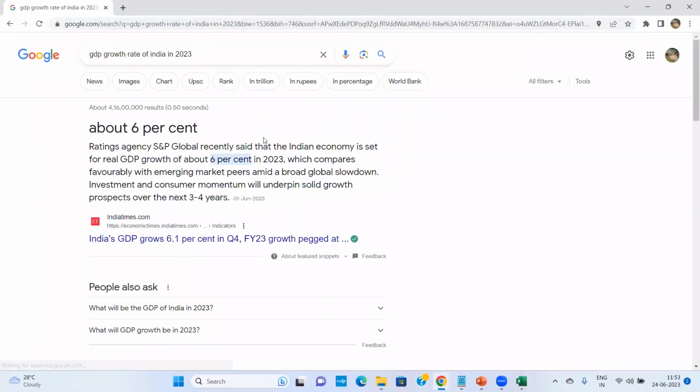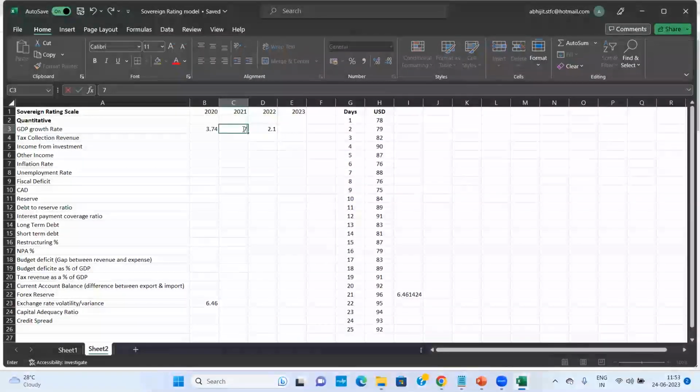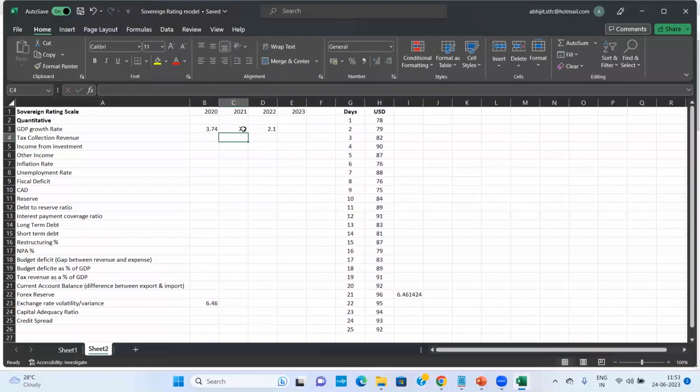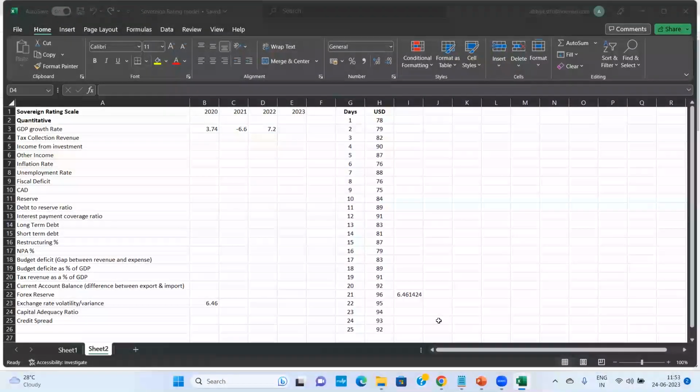2023, 6%. Is it? One second. 2022 you are talking about, Praveen? 7.2%. Okay. Sorry. No. 7.2%. This is what you are referring to, right? You are referring to 2022, right? Okay.